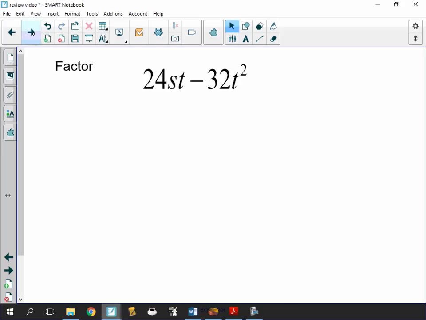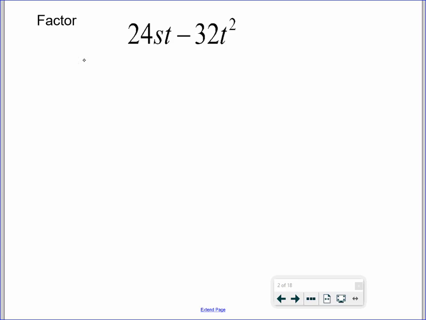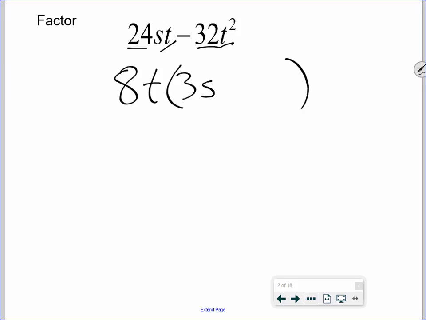Let's get you prepared. So the first step in any factoring problem should always be to look for a greatest common factor. And in here we will see that each number here is divisible by 8 and there's at least one t in each term. So we can factor out an 8t. Remember that when you factor out, you're dividing. And so 24 divided by 8 is 3. And then the s stays because it wasn't factored out. The second term, 32 divided by 8 is 4, and t squared divided by t is t. And that's just a very simple greatest common factoring problem.